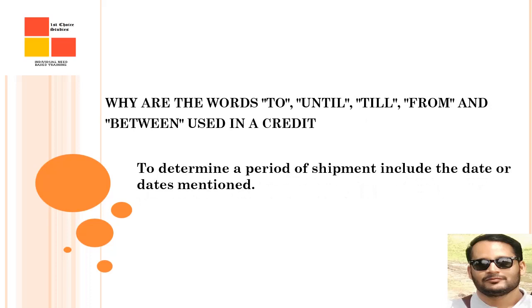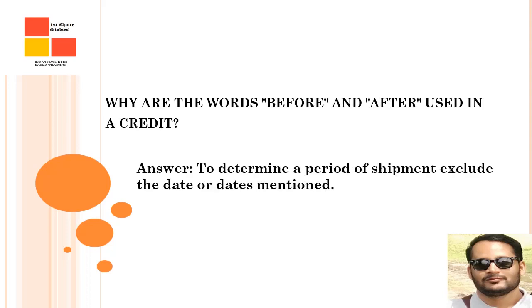Why are the words to, until, till, from, and between used in a credit? Answer: to determine a period of shipment include the date or dates mentioned. Why are the words before and after used in a credit? Answer: to determine a period of shipment exclude the date or dates mentioned.